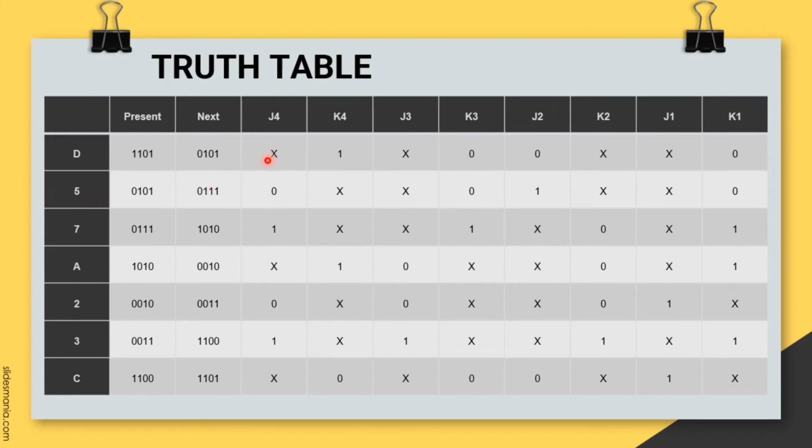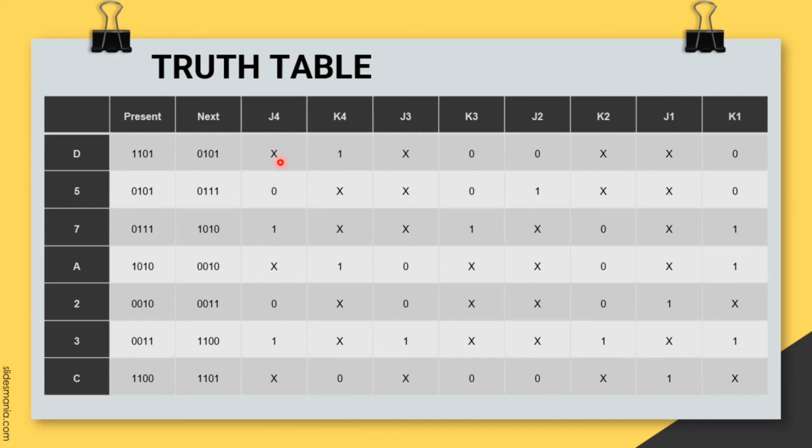J and K are the inputs for the flip-flop in this project. We are using a 4-bit synchronous counter. The first one is J4 and K4. We take the first number from the present and the next state. Based on the formula, 1 to 0 gives J4 don't care and K4 is 1.